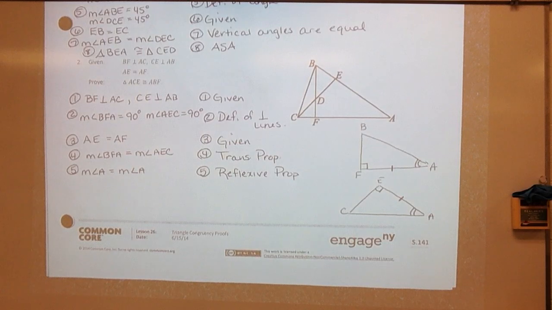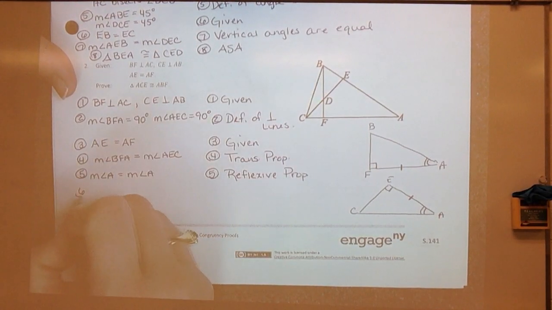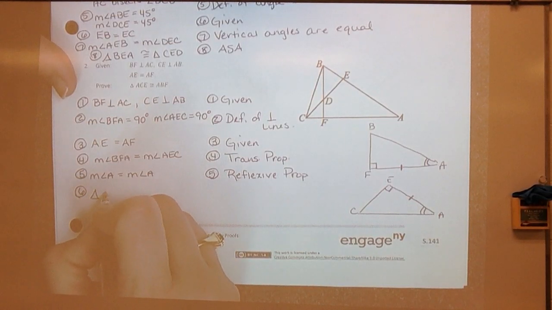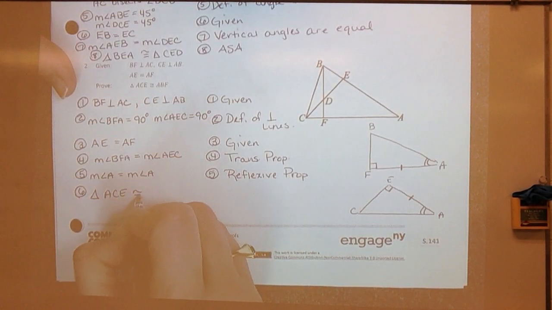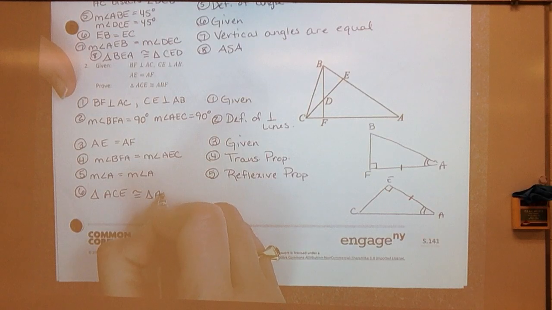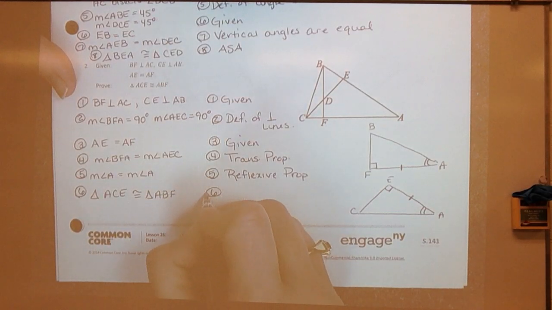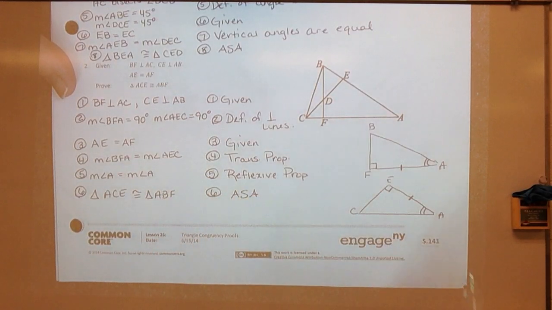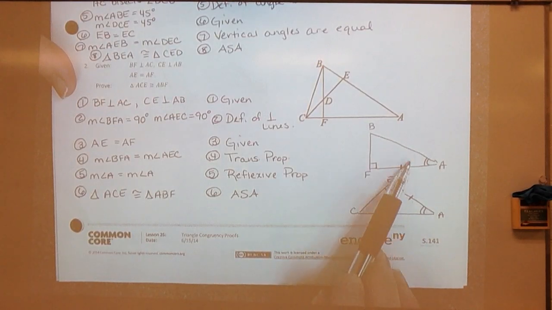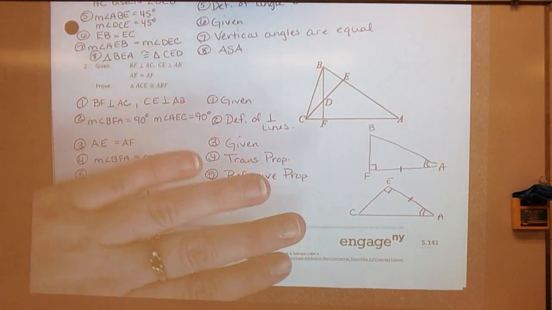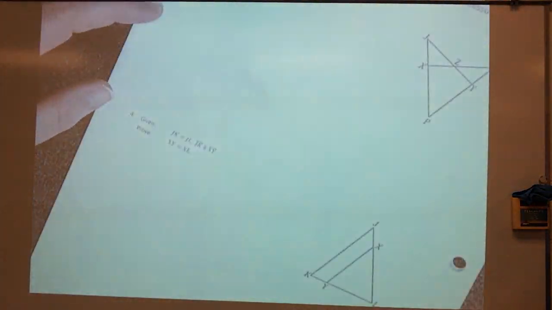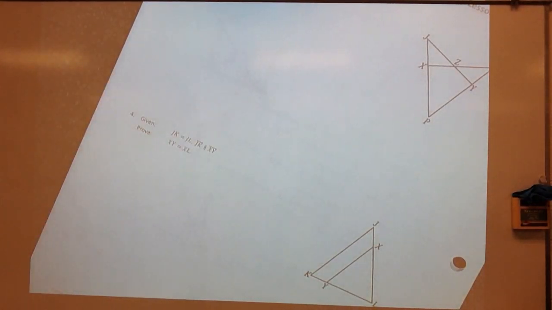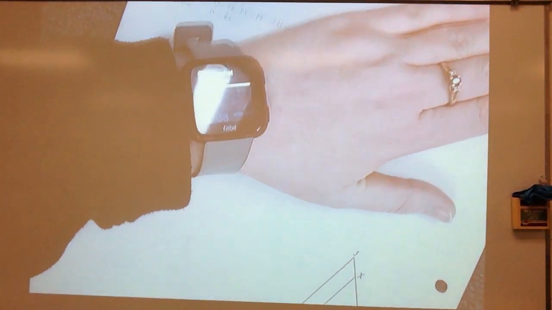Now, do I have enough information to prove that my triangles are congruent? I do. Triangle ACE is congruent to triangle ABF by angle, side, angle. So I have angle, side, angle. Okay? Hopefully these are getting a little simpler for you. I know it's still kind of hard, but we'll get there.